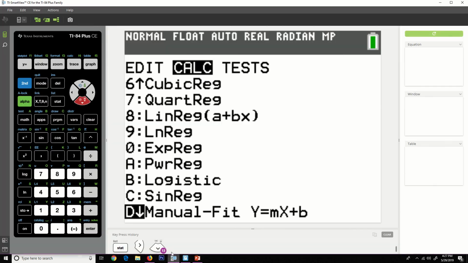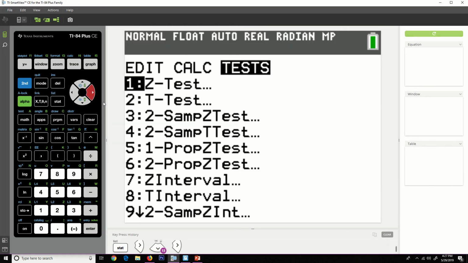And then finally, if I go over to tests, we've got a z-test, a t-test, a 2-sample z, and a 2-sample t. These are some fairly significant statistical modeling tests that you can do with paired data, and we may get to that in this class, and you may have to do it if you go to Stats 101.